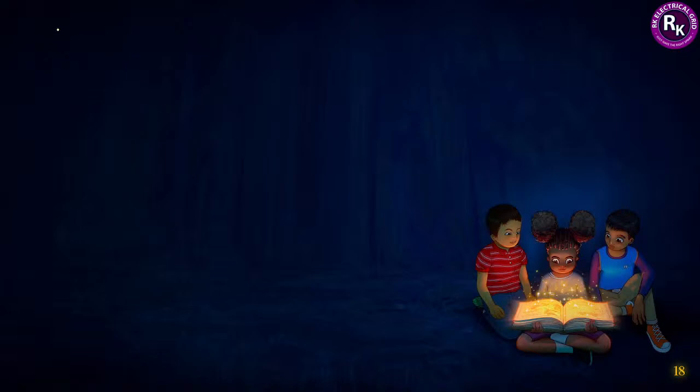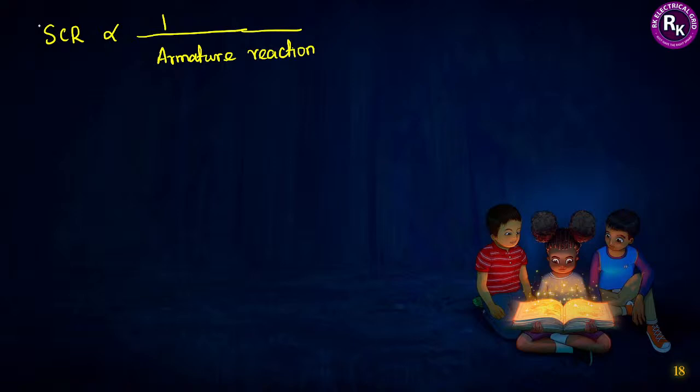Another point is, people will be talking about the relation between short circuit ratio versus armature reaction. So they are always inversely proportional. If the armature reaction continuously increases, then it may lead to a decrease in the value of SCR. So they are inversely proportional to each other.